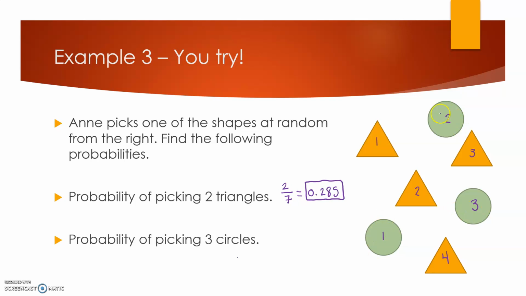Now, it might seem like, oh, there's 3, so you're guaranteed. However, we have to think about it with all the shapes together. So 3 out of 7. So here, when I put this one in the calculator, thinking about rounding, it should be something like 0.429 instead of 428. So this is going to be our answer. So we're more likely to get 3 circles out of all of this than to get 2 triangles.